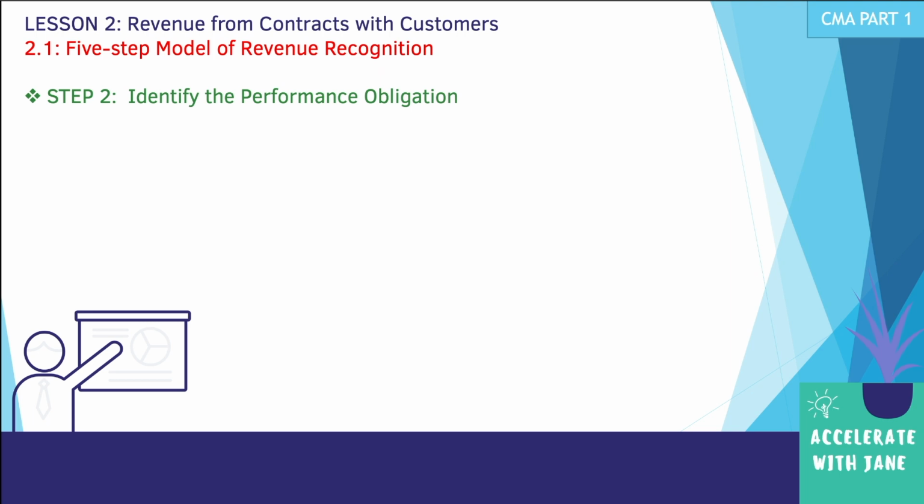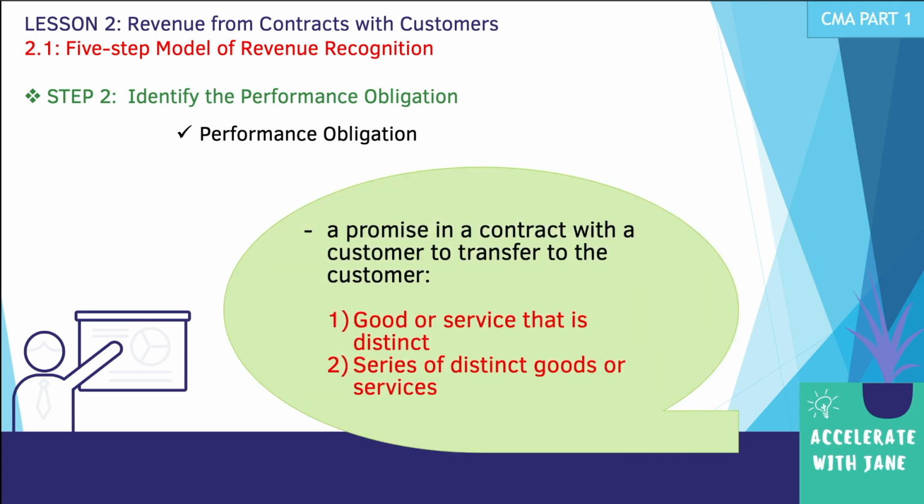So similarly, let's first define what a performance obligation is. A performance obligation is a promise in a contract with a customer to transfer to the customer the following. We have goods or services that are distinct, or a series of distinct goods or services.